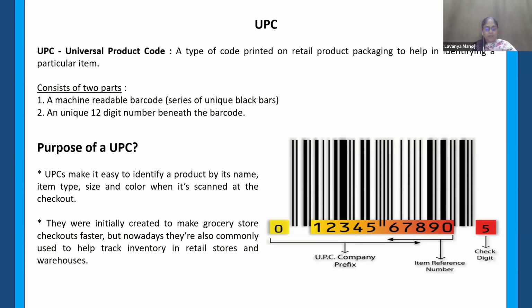The next 5 numbers, and this is out of 12 numbers, would be the product code of the company. For example, if Nestle has 10 different products, the first 6 digits will be the same for all the 10 products, but the next 5 digits and the last digit, which is called the check digit, will be different for all the 10 products.